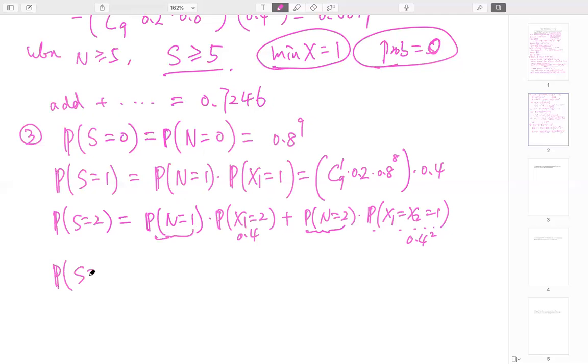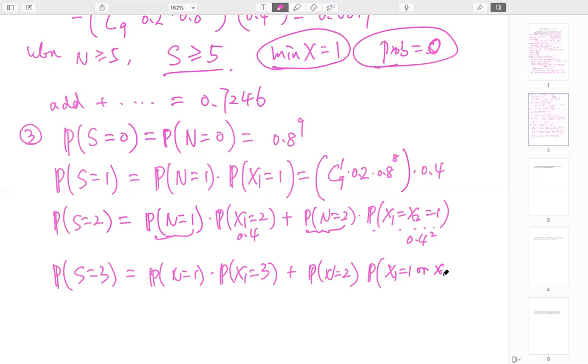So now let's analyze s equals 3. So when n is 1, the loss must be equal to 3. When n equals 2, it would be x1 equals 1 and x2 is 2, or x1 is 2 and x2 is 1, right? And finally, it's possible that I have 3 claims and all of them are 1, right?